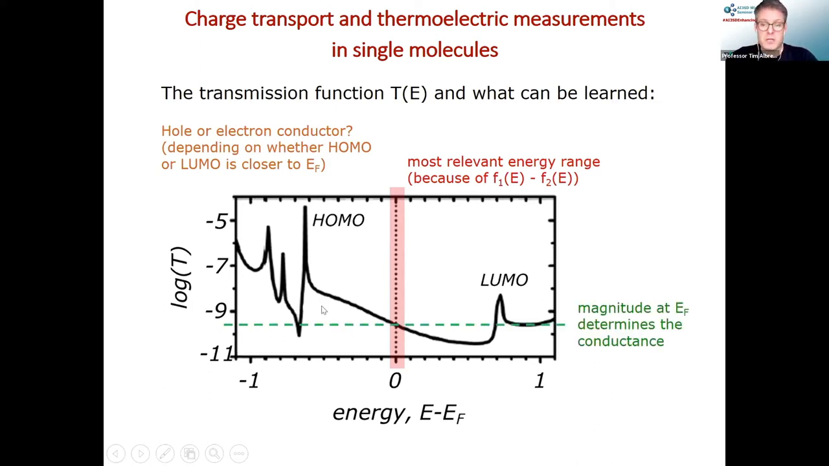You can extract what the conductance would be based on the magnitude of T at the Fermi energy. And you can even, and I'm not going to talk about this in much detail here, determine the thermal power, the Seebeck voltage of a molecular junction. That's basically the voltage induced by applying a temperature gradient. You may have heard about thermoelectric energy converters, for example, which is sort of the same effect.